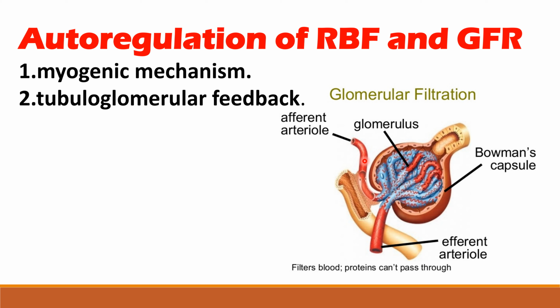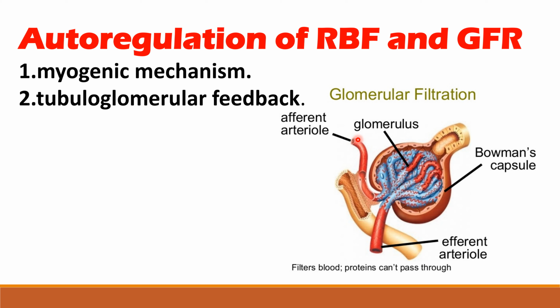When blood supply to the kidney increases, afferent arteriole blood flow will be increased, and the smooth muscle which is present in the wall of afferent arterioles will be stretched. This will lead to contraction of smooth muscles, constricting the afferent arterioles, decreasing the blood flow to the glomeruli, and returning the situation to its normal state.